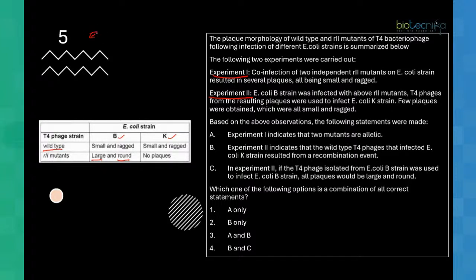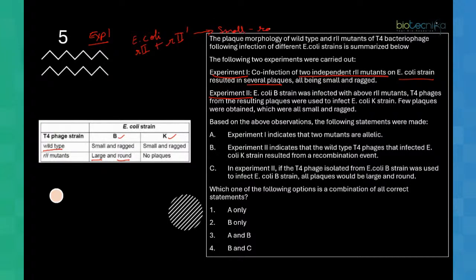So I'll quickly draw it in a scientific manner, not just in words. So we had E. coli strain. And in this E. coli strain, we infected it with two independent R2 mutants, let's say R2 plus R2 dash. These are two different mutants. So they both infected the E. coli cell, right? This infection resulted in small plaques, and those plaques were small and ragged.